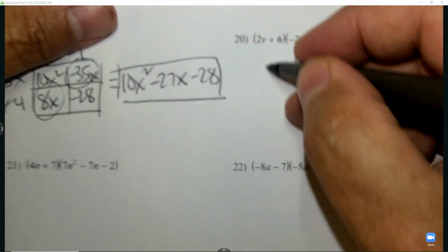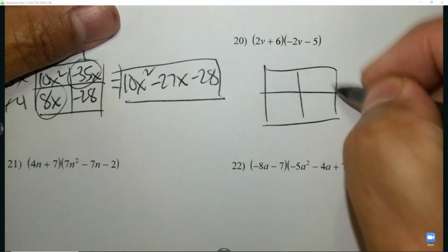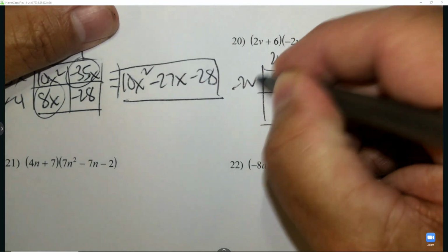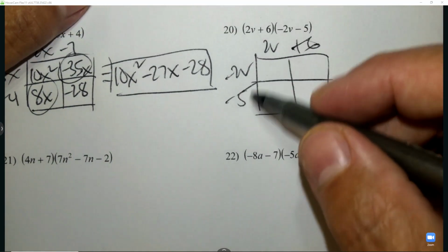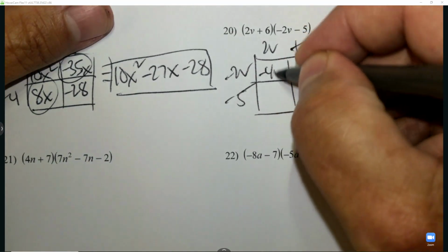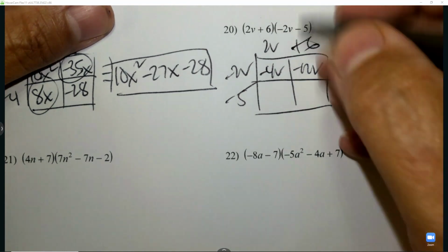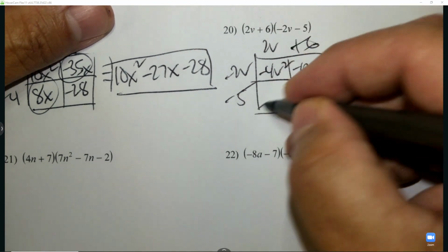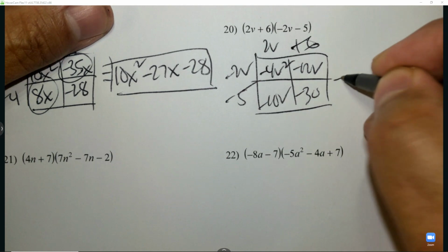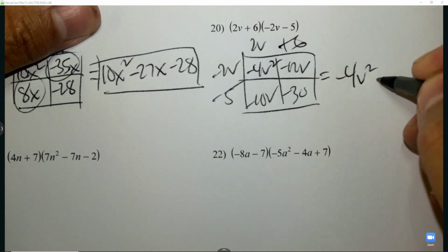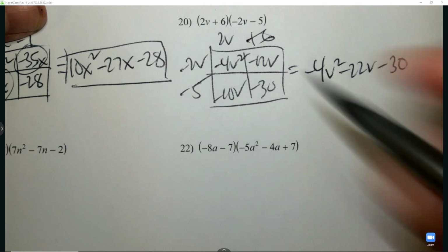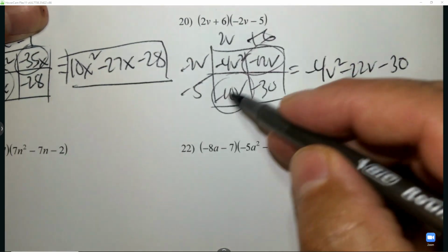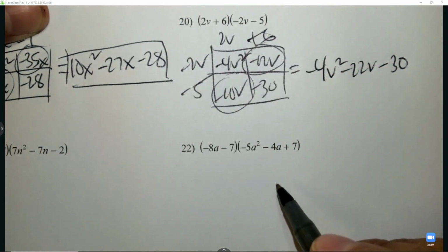We're going to multiply this out. So set it up with each binomial. Multiply, that's negative 4v, that's negative 12v. Oh, it's squared, right? Add the exponents, negative 10v. And negative 30. So we have negative 4v squared minus 22v minus 30. So remember, when the signs are the same, you add these. That's where that comes from.